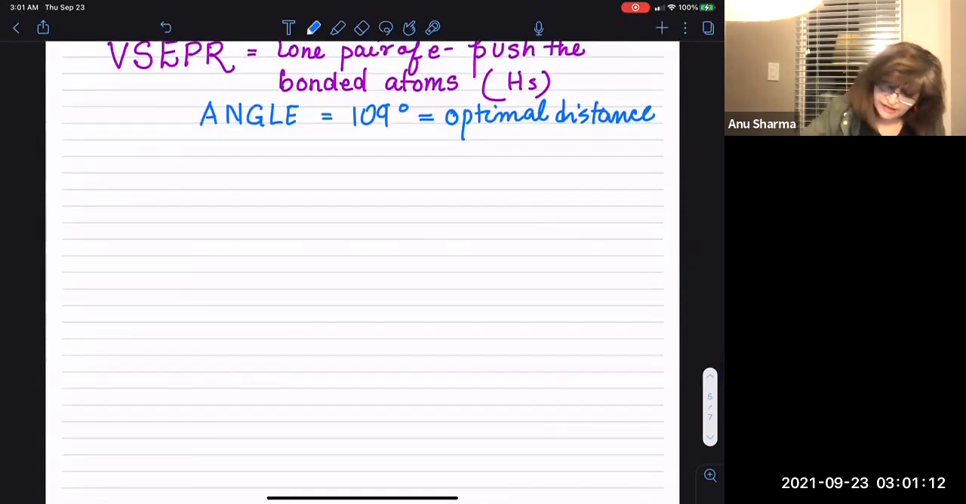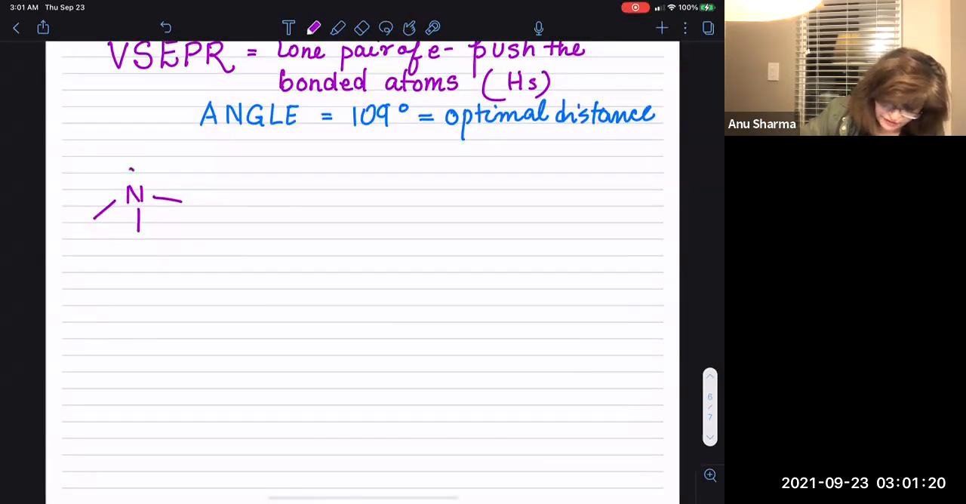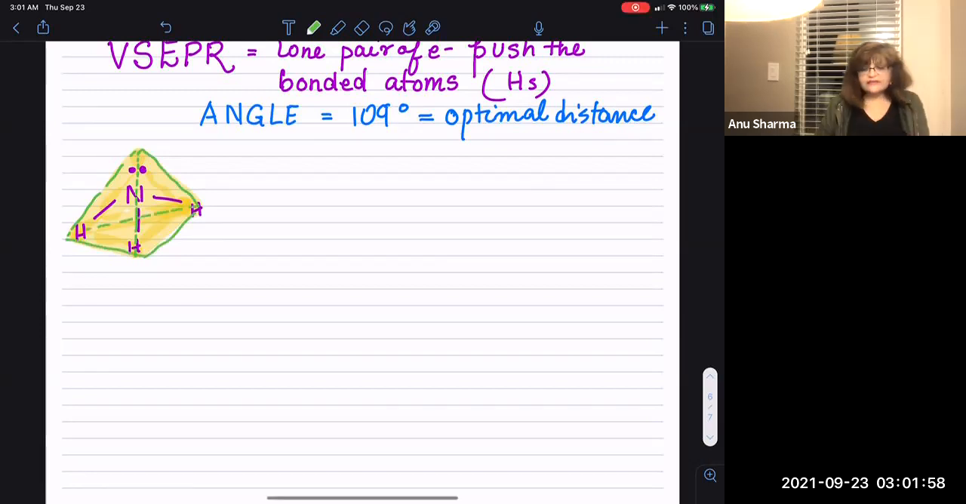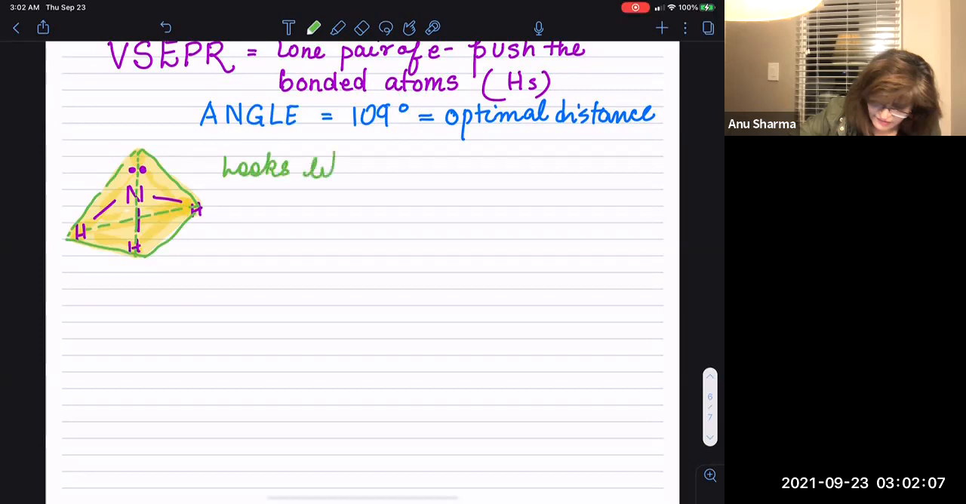So that's the shape. And here's the thing, when we talk about the pyramidal, here is this nitrogen in the middle, and here you have these hydrogens. Lone pairs go on the top. Hydrogens are like the base of the pyramid. So this is the base of the pyramid, and this is the top. The nitrogen is hidden inside. So this looks like a pyramid.